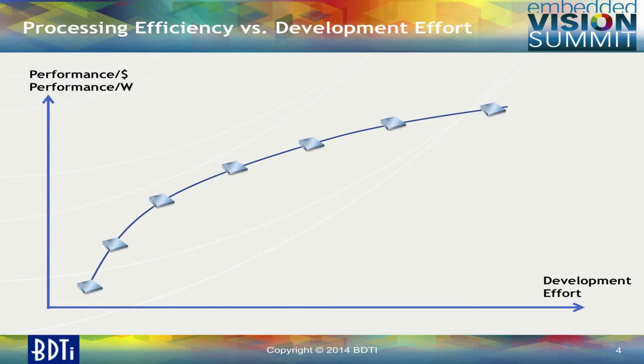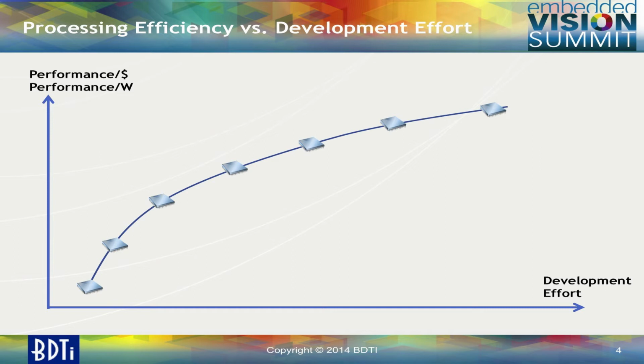So I think most of the interesting opportunities, unfortunately, don't exist in the lower left. They're more in the center or the upper right. And as you push for more and more performance efficiency, the development effort goes up gradually at first and then much more quickly.